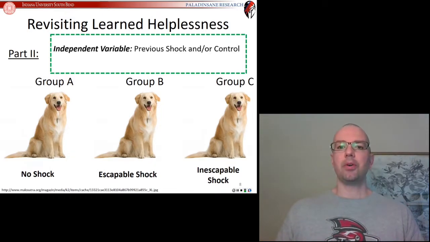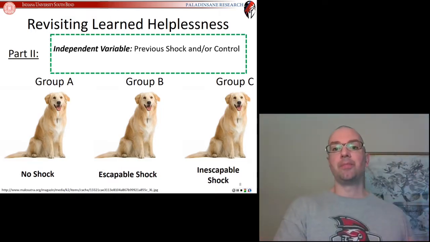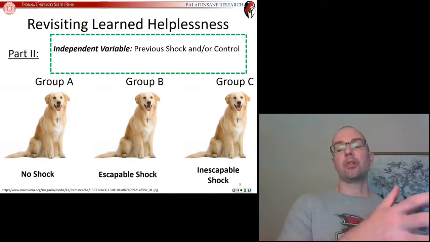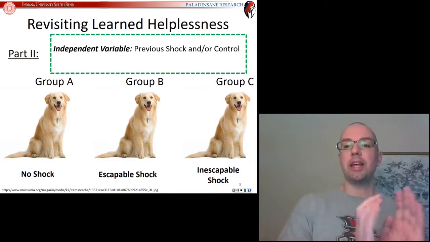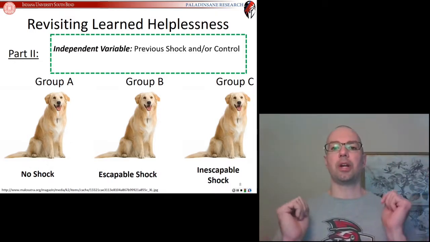All right, in part 2, once again, there's an independent and dependent variable. The independent variable in part 2 depends upon what happened in part 1. So the independent variable in part 2 was the previous shock and or control. So once again, Group A had no shock. They had a history of no shock. That was their level for the independent variable.